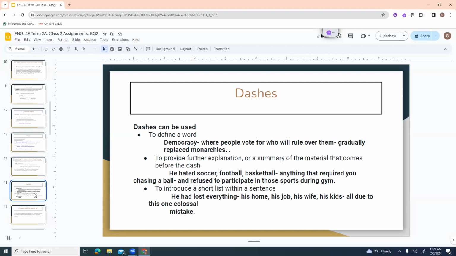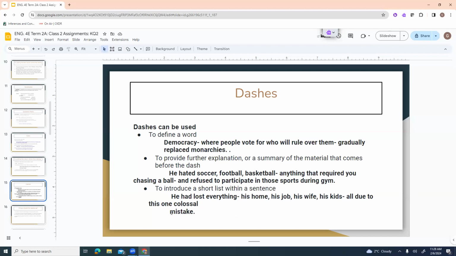He hated soccer, football, basketball, dash, anything that required you chasing a ball, closing dash, and refused to participate in those sports during gym. So just like in quotes, we set off what was said in quotation marks. Here, we're setting off the little commentary by the dashes. You can also use it for a short list within a sentence. He had lost everything, dash, his home, his job, his wife, his kids, dash, all due to this one colossal mistake. And just like above, there's an opening dash and there's a closing dash.